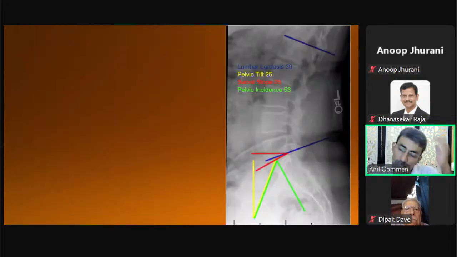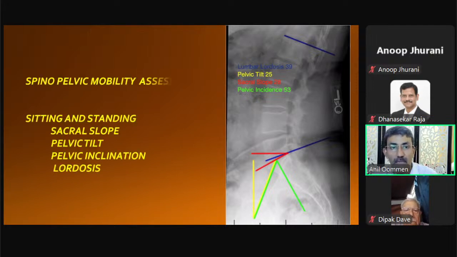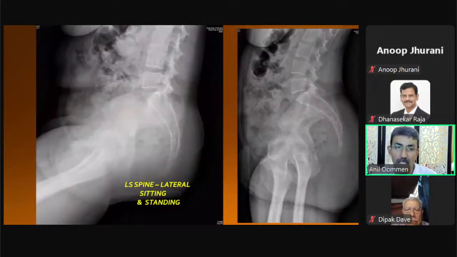Now, how do we do the spinopelvic assessment? We do X-rays in both the sitting and the standing view, and we look at a host of parameters that have been described, which are the sacral slope, the pelvic tilt, the pelvic inclination, and what we call the lumbar lordosis or the LL angle or the LL mismatch. Now, just to keep things simple, what we need to do is take an X-ray of the LS spine in the sitting position and the standing position. And to look at only one parameter, we look at what is called the sacral slope.